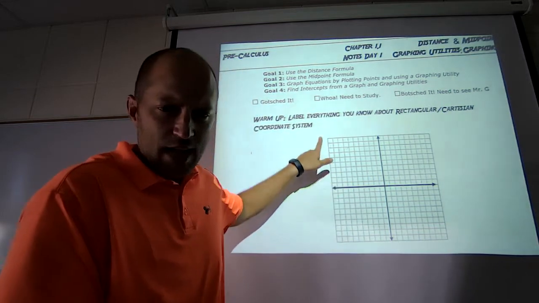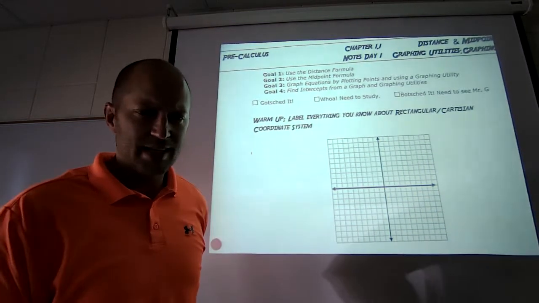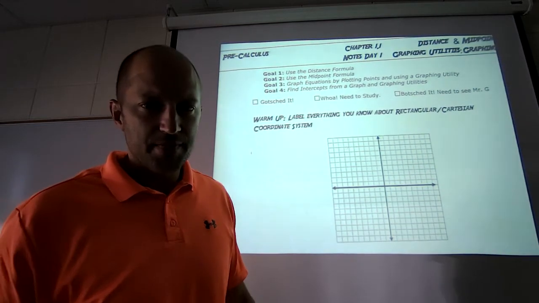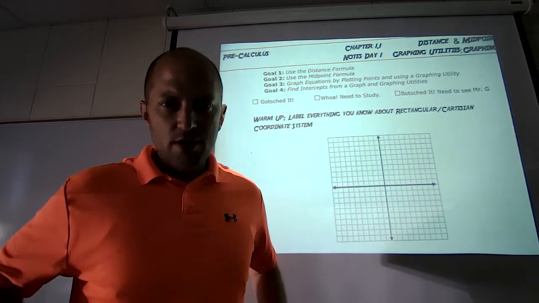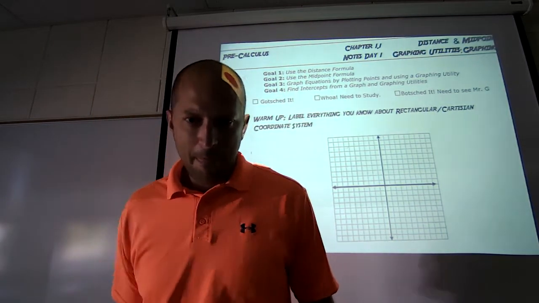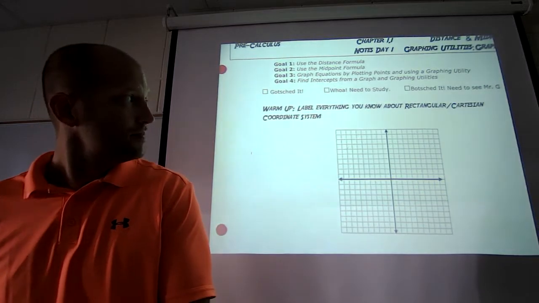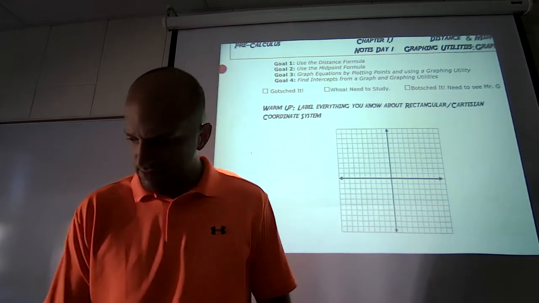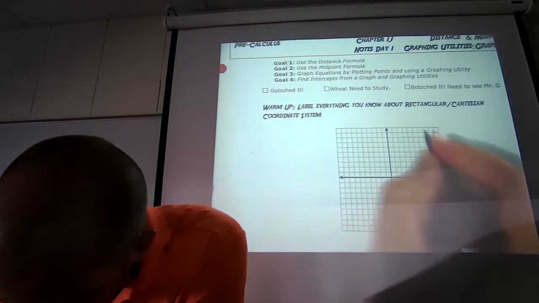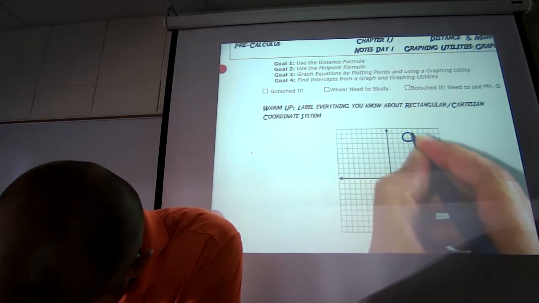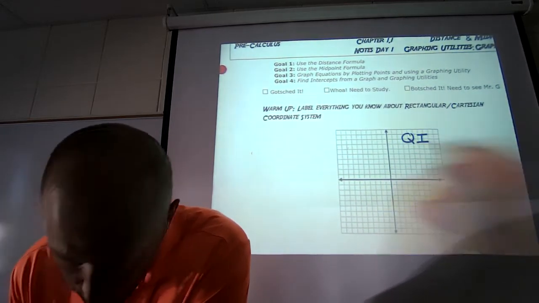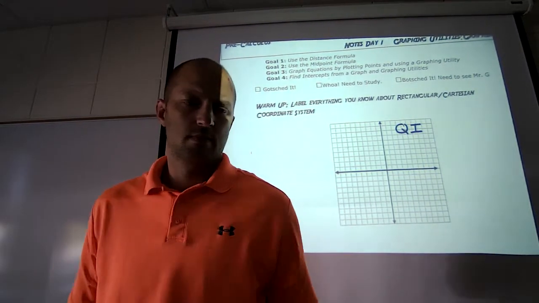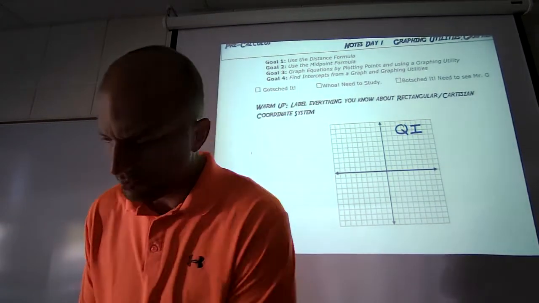Warm up. Label everything you guys know about the rectangular coordinate system. What do you all know? Give me something. David, what do you know? There's 4 quadrants. Yes, sir. We use Roman numerals when we do it. And the upper right one is Q1. Where's Q2, y'all? Top left. Good job, David.